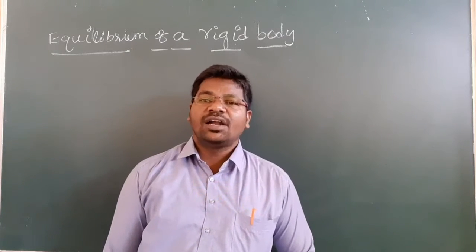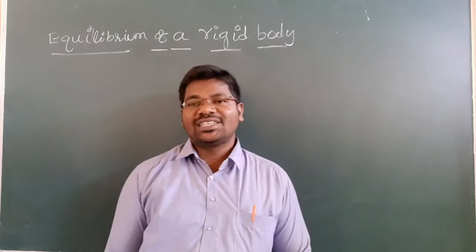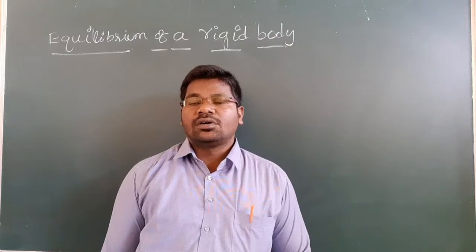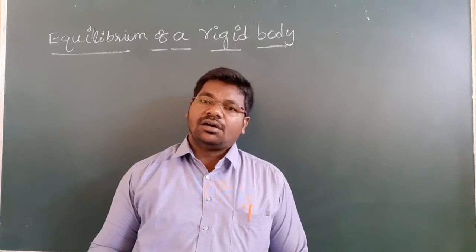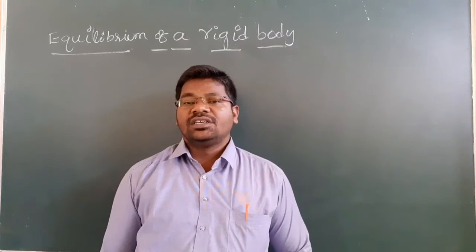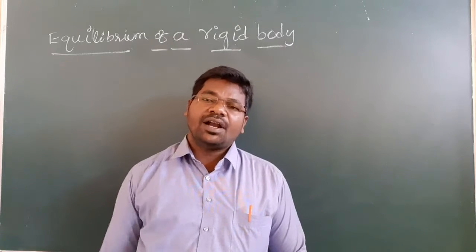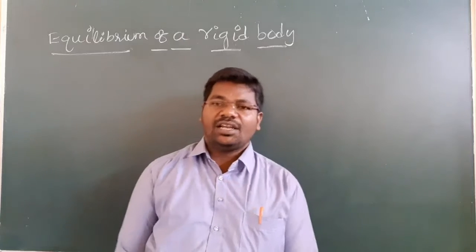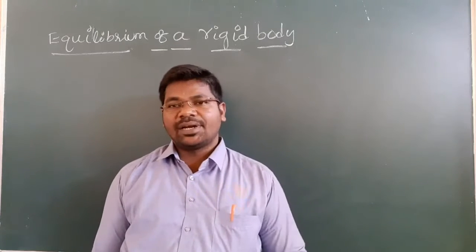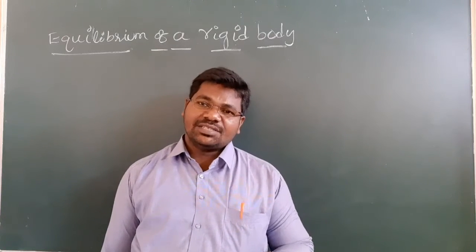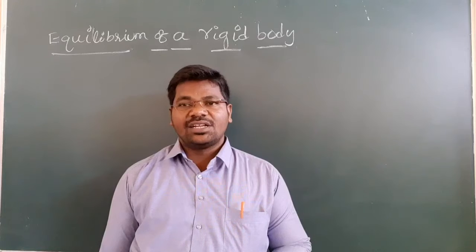So what is a rigid body, my children? A rigid body is a body having a particular shape and size, in which there is no change in the distance between all points even if force is applied. A rigid body is a solid body. It is a body having a particular shape and size in which the distance between two particles will not change even though we apply force. That we can say is a rigid body.